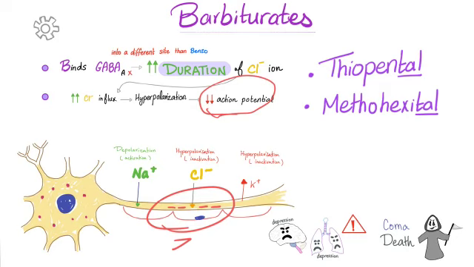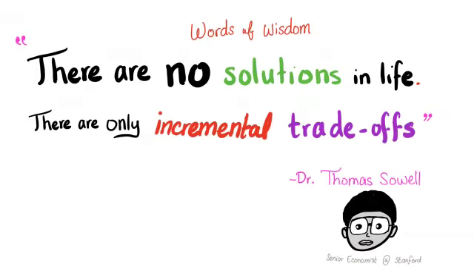Can you give me some examples of barbiturates used as anesthetics? Sure, thiopental and methohexital. Side effects of barbiturates include CNS depression, no kidding, respiratory depression, no kidding, and if you take it too far, coma and even death. Hey Medicosis, what is the best anesthetic? There is no such thing because there are no solutions in life. There are only incremental trade-offs. Anesthesiology is the art of mastering trade-offs.